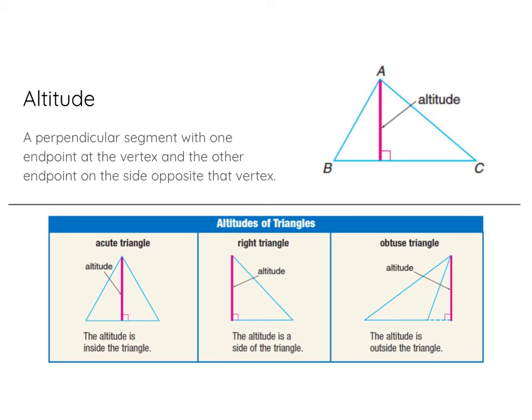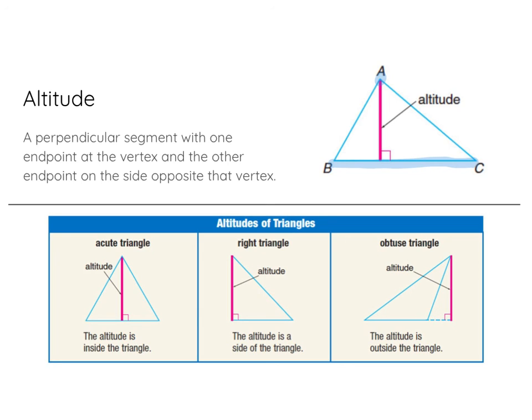Lastly, we have an altitude. An altitude is a perpendicular segment that goes from the vertex, forming a right angle with that opposite side. Okay, so this one we don't know anything about. It's not going to the midpoint necessarily. It's just forming a right angle.